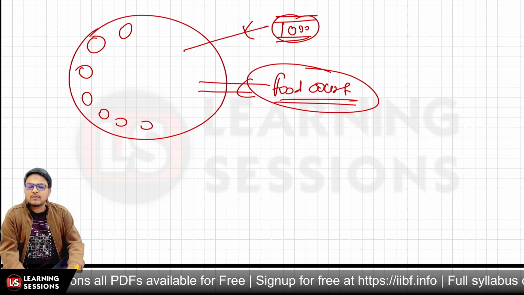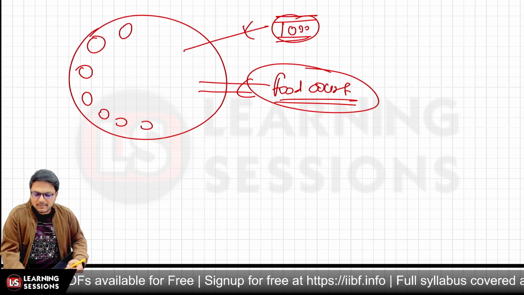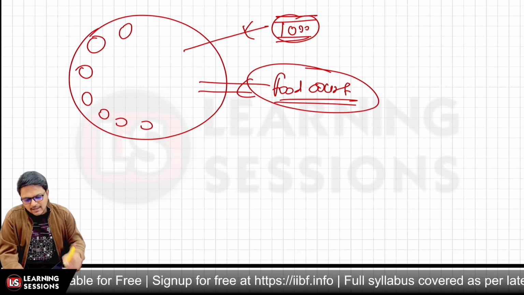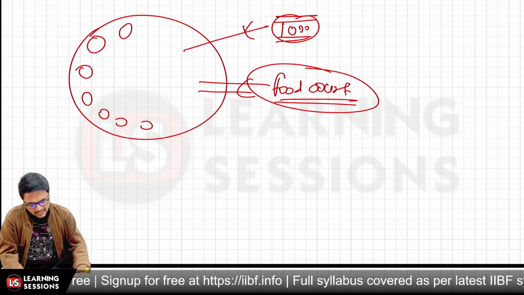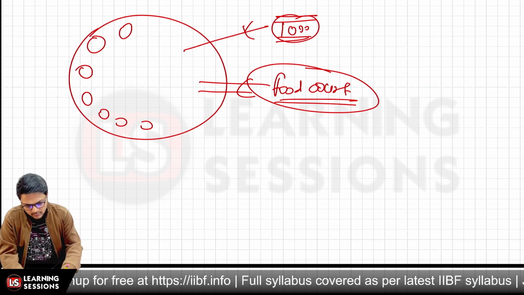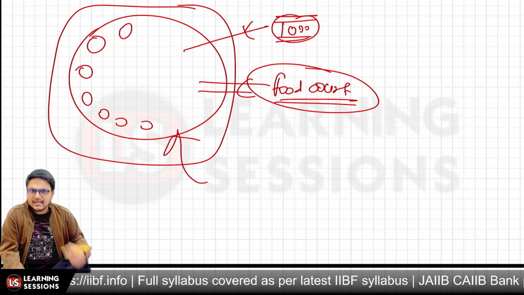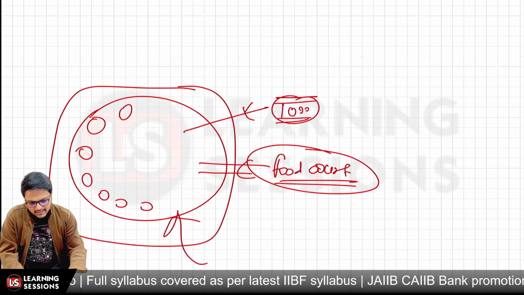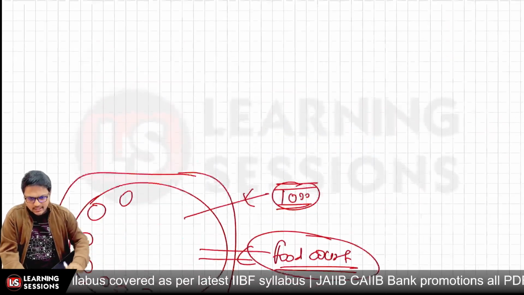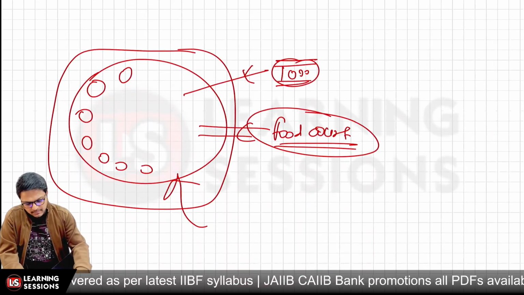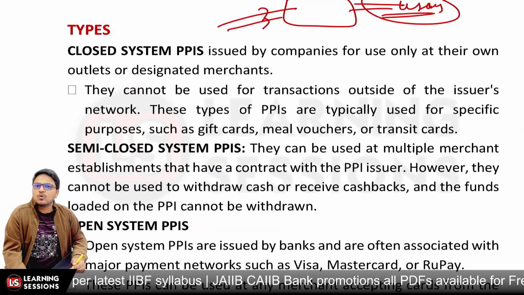And that's particularly a closed PPI system. Why? Because you cannot utilize this card outside this particular area or outside the network. You can use it in the particular merchant network only and not outside it. That's related to the closed PPI.